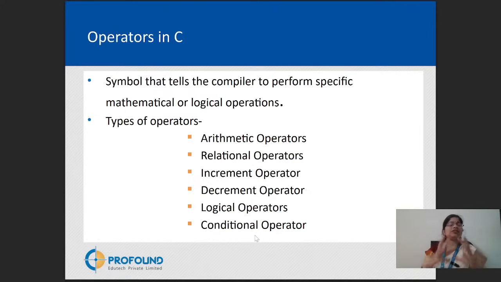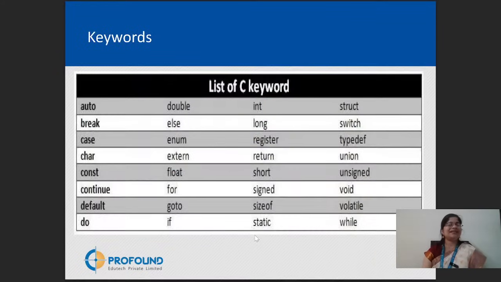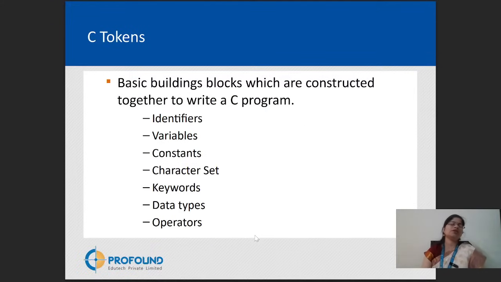Okay, so to learn C, you should know these basic things: operators and different data types, keywords, character sets, constants, right? And if you know these basic building blocks, you can easily do programming in the C programming language.